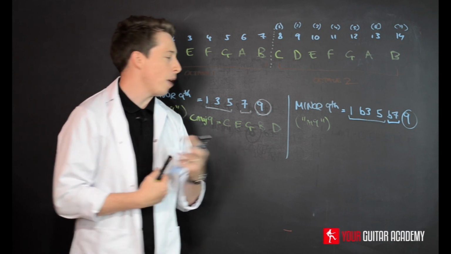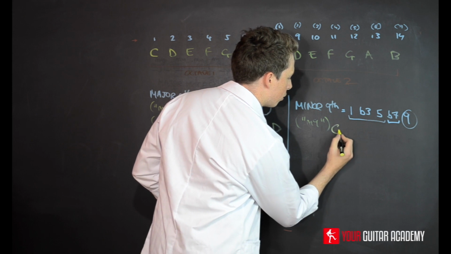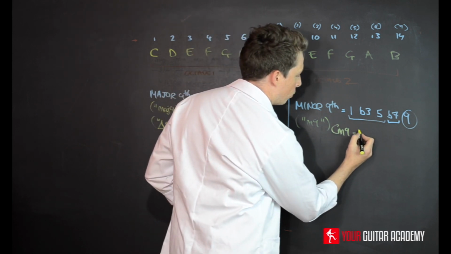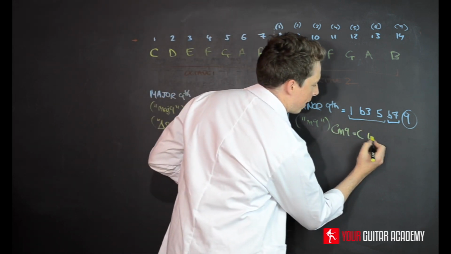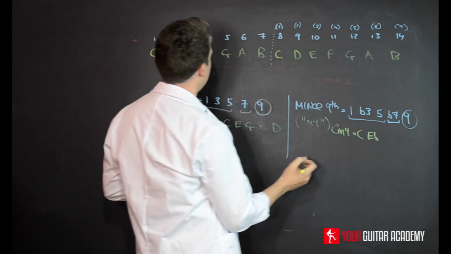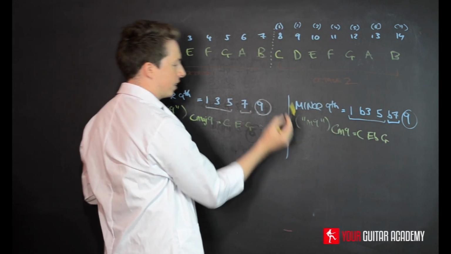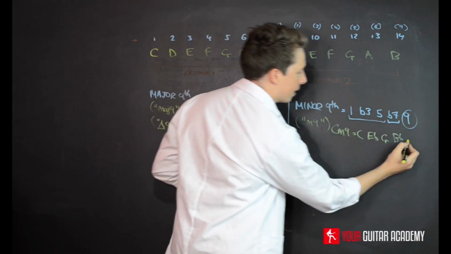So let's just look at what that is in relation to C. When we write it in shorthand, C M9, so C minor 9, we're going to have our root, which is the C. We're going to have our flat third, which is the E flat. Then we're going to have the 5, which is the G, okay? Then we're going to come to the 7 and flatten it to get the B flat. And then the 9 is the D.